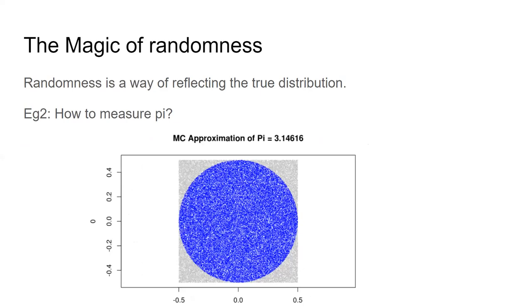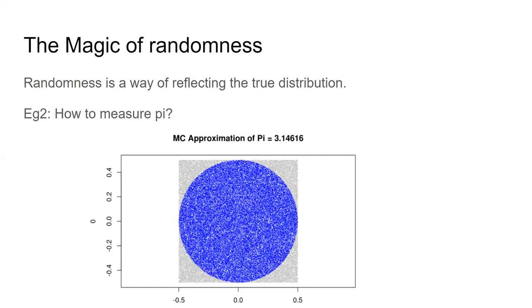How can we measure the constant pi? We know that pi is infinite, and we can never get a really accurate value of it. You remember 3.14159, and it continues on with a lot of numbers. But how can we get at least an approximation? Can we use randomness? Yes, we can. How to do that?